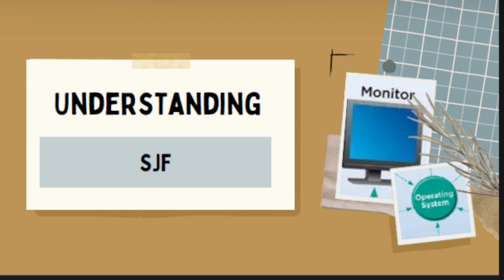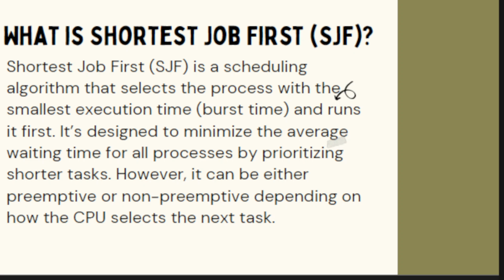In today's video, we are going to cover a powerful CPU scheduling algorithm that is shortest job first. This is a very important topic for both GATE theory and practical applications in operating systems. We will break down how SJF works, its advantages and disadvantages, and see how it compares to other algorithms like FCFS. Let's get started. Let's see what is shortest job first.